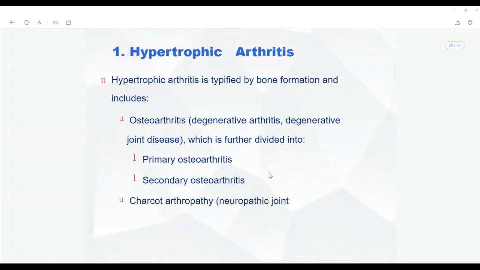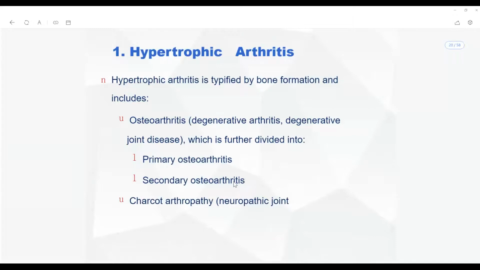And if it is happening because of secondary conditions, we call it secondary osteoarthritis. Now, hypertrophic arthritis can be classified into another condition, which is called osteoarthritis. And osteoarthritis can technically be classified again into primary osteoarthritis and secondary osteoarthritis.